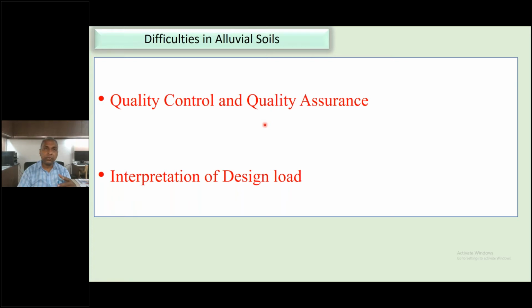And why I say so? Because even in these 8 piles, we found that we had a lot of discrepancy. These were control tests with great supervision, but still we had problems. So imagine a contractor driving the pile over a site. God knows what kind of quality we are having. And the second issue comes with the interpretation of the design load.